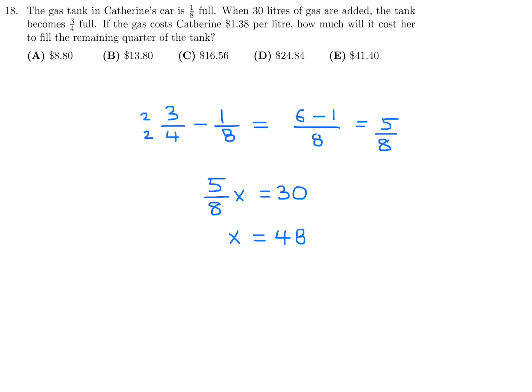Now, she's going to fill the remaining quarter of the tank. So a quarter of 48 is 48 divided by 4, which is 12. So she's going to put 12 liters of gas in her car, and we will have to figure out the price. Well, 12 liters times $1.38 per liter, and that is $16.56. So number 18, the answer is C.